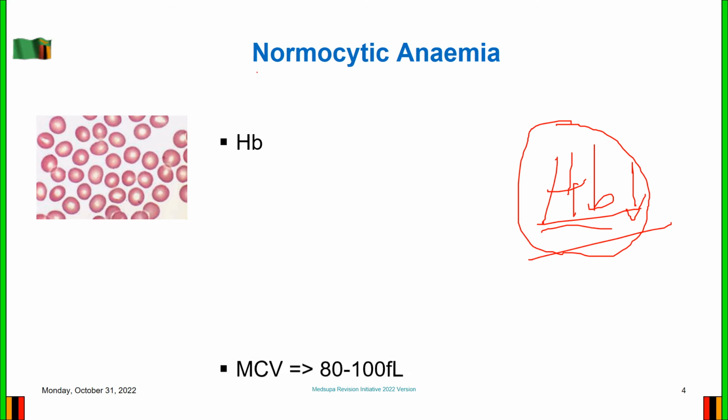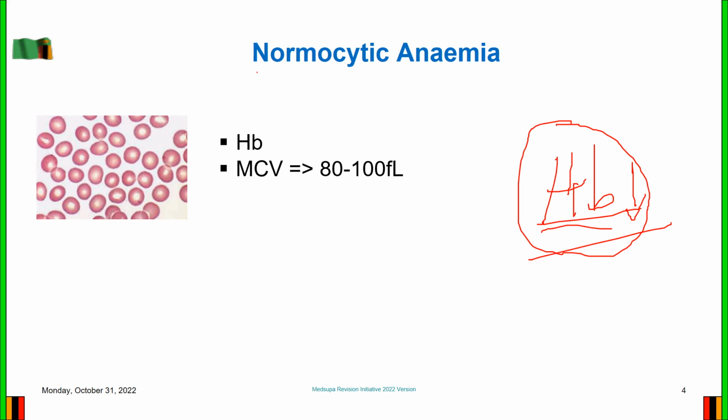Okay, so it is from 11.5 to 16 grams per deciliter. So when it is less than 11, then we are calling that anemia. Then what will happen to the MCV? MCV in your books, it will show you 80 to 96 femtoliters. But in Zambian practice, African practice, Southern Africa, we have adopted to say actually it's up to 100.